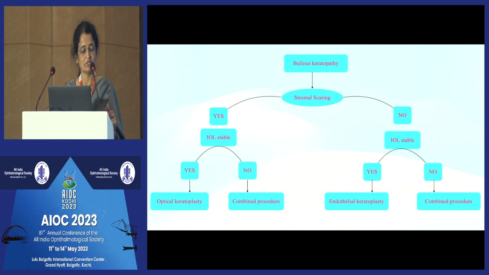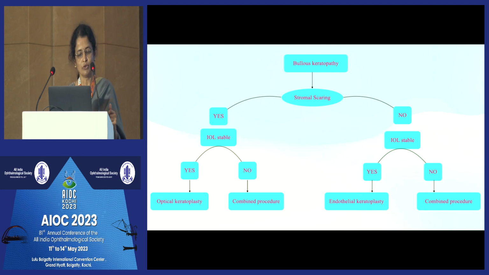So this is a flow chart which I have made. When you see a patient, first look into whether stromal scarring is there or not. Stromal scarring is very important. You have to analyze whether the patient has stromal scarring or an epithelial hypertrophy or epithelial scarring. If the patient has epithelial hypertrophy or scarring, you can still go ahead with the endothelial keratoplasty. But with stromal scarring, even if you do an endothelial keratoplasty, the patient is not going to get good vision, and your visualization will be very difficult for an endothelial keratoplasty. So stromal scarring definitely is important.